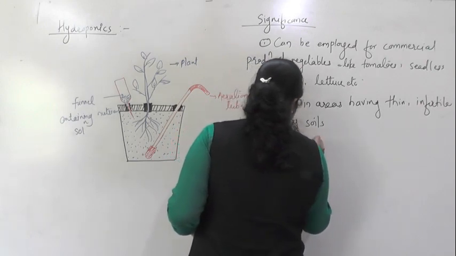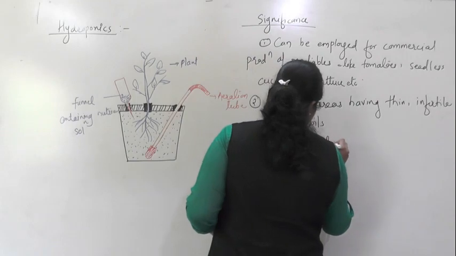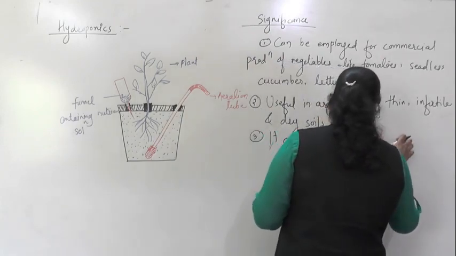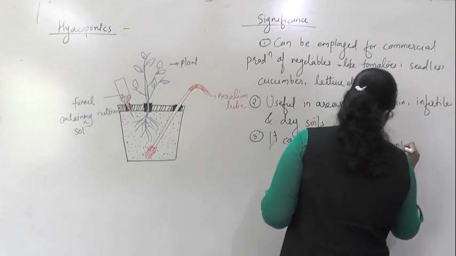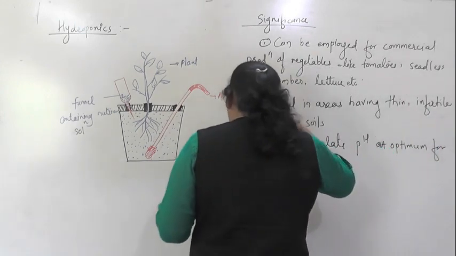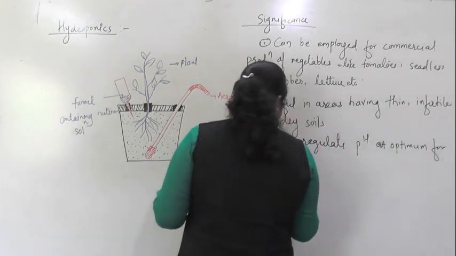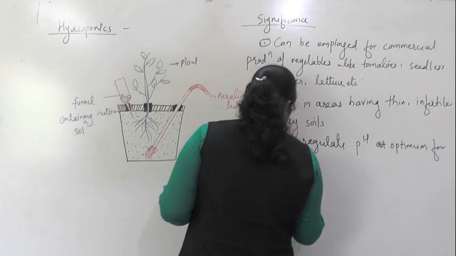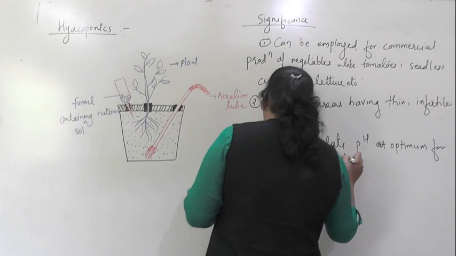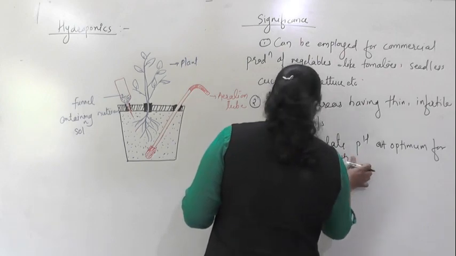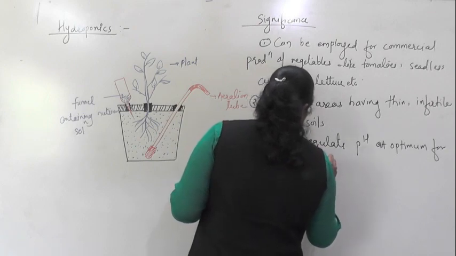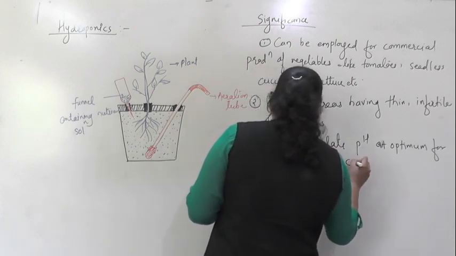It can regulate pH at optimum for its proper growth, for a particular crop.